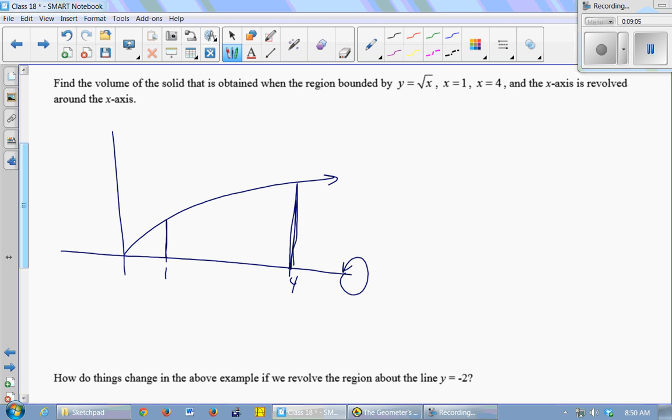Okay, so first thing is I'm going to pick a representative rectangle. Just any random spot, I'm going to draw a little rectangle. And we'll call maybe the left endpoint of that rectangle x, and then the width of that rectangle can be delta x. So when I rotate that representative rectangle around the x-axis, I'm going to get a disk. So I'll try to draw it.